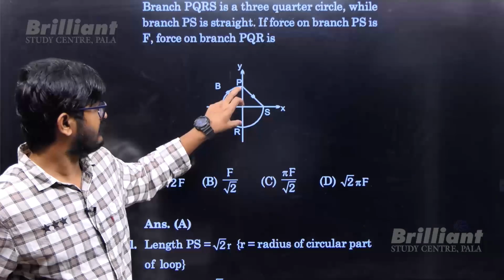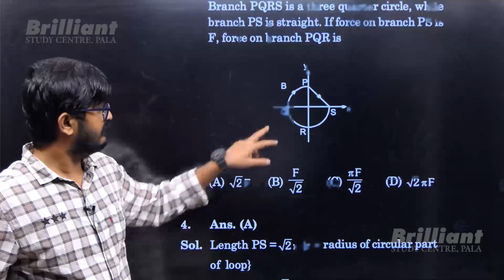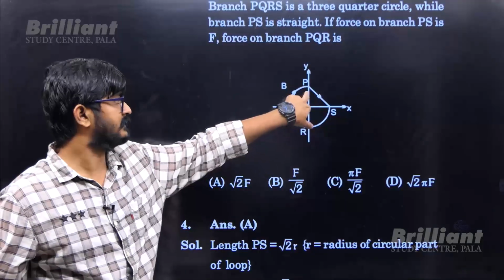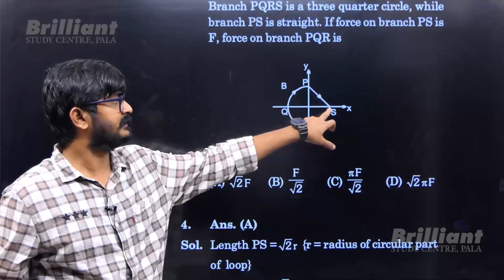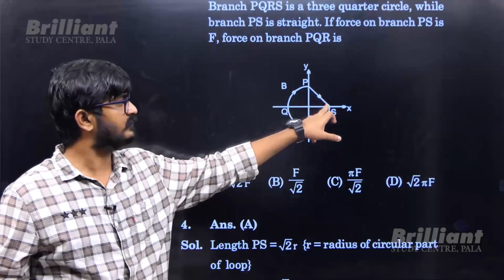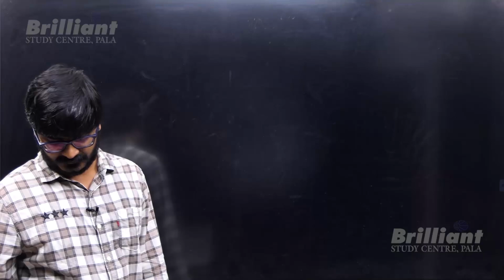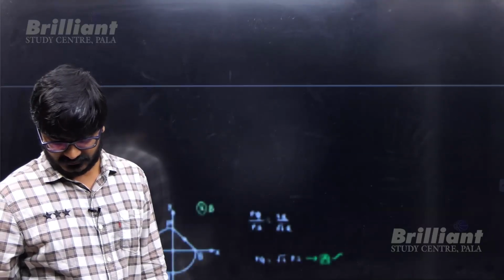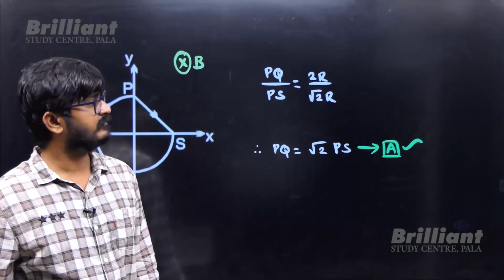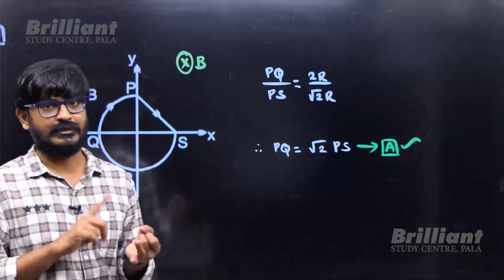So the effective length is how much? 2r for this one. For this one how much? This is r, this is r, so this is root 2r. This length is root 2r, PS effective length is root 2r, PR effective length is 2r. So the magnetic field is uniform, so the force will be in the ratio of their lengths, right? I into L into B.